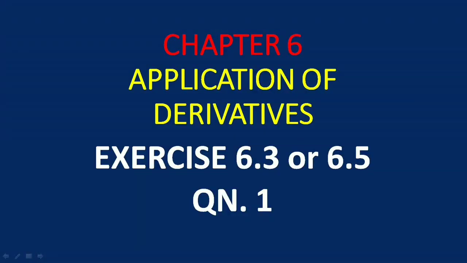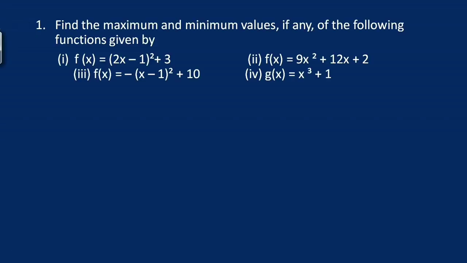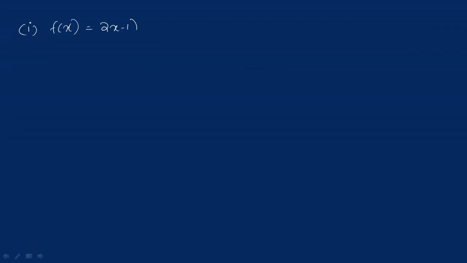Chapter 6, Application of Derivatives, Exercise 6.3, or 6.5 in the previous textbook. First question: find the maximum and minimum values, if any, of the following functions given by f of x equals (2x minus 1) whole square plus 3.